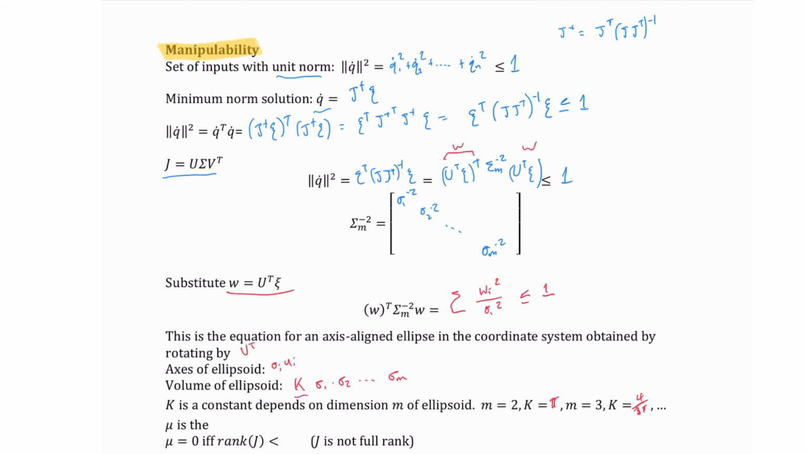But the important thing is all of these axes that are multiplied together. We call mu the manipulability measure. And we say that it is equal to the volume of this ellipsoid. So this volume of the ellipsoid is equal to 0 only if the rank of J is less than m. So we're in a singular configuration.